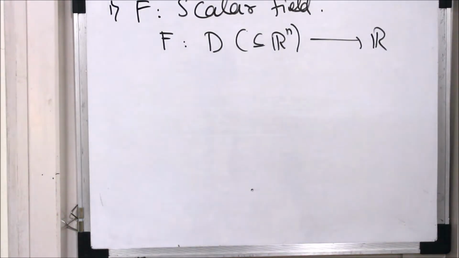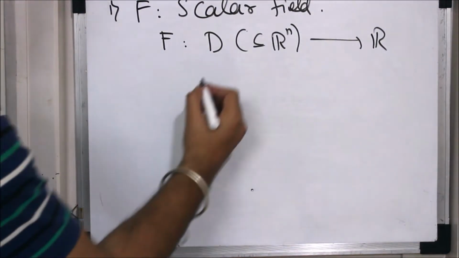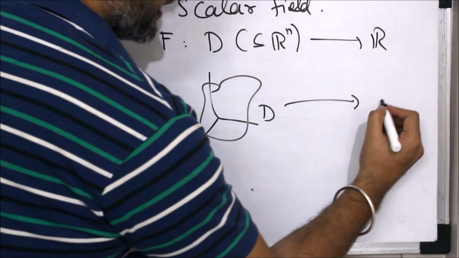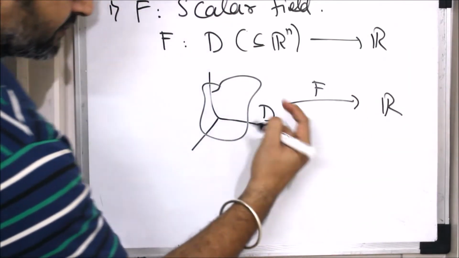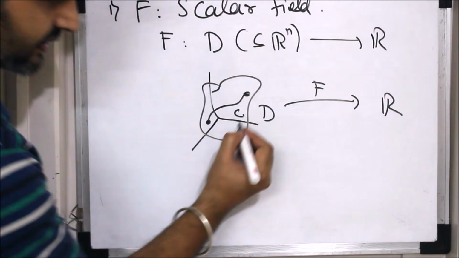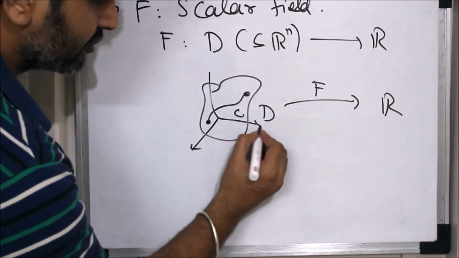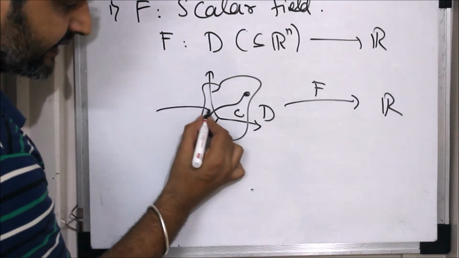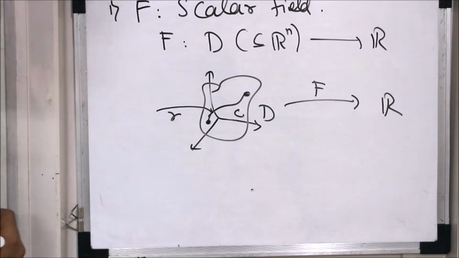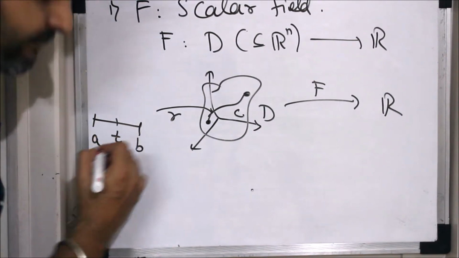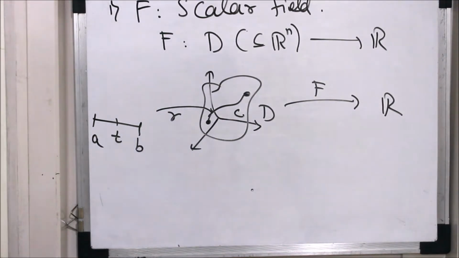So if you have a scalar field, like D is something over here, this is my R, this is my f. And suppose I want to integrate this along a curve. Suppose this is my curve C. If I want to integrate along this curve, the first thing I will do is parameterize it. I will define a function r from, say, a to b, and t is my parameter. That's why it is a parameterized curve. So t is called a parameter.